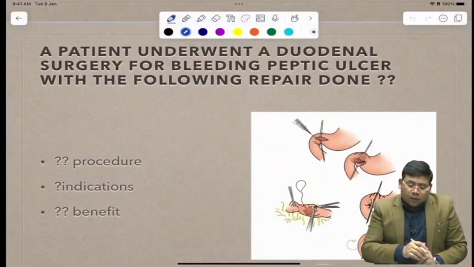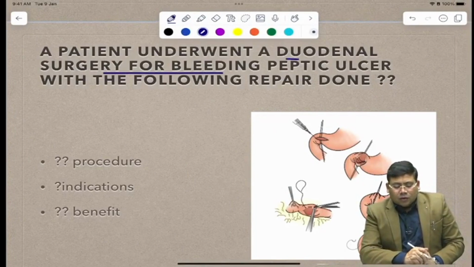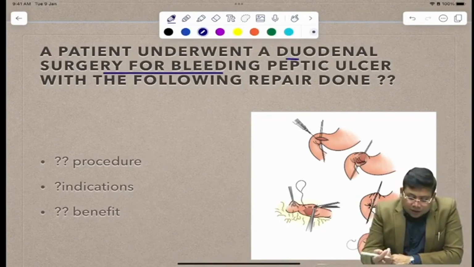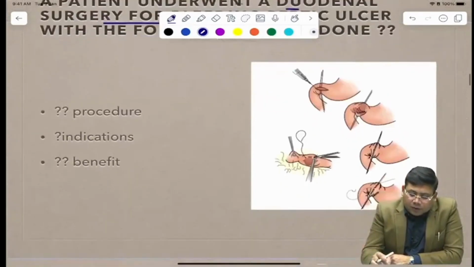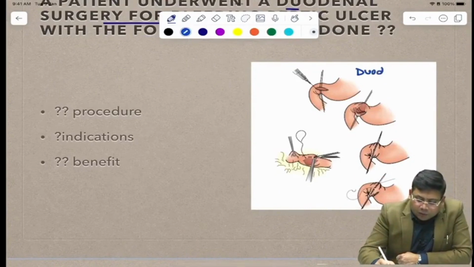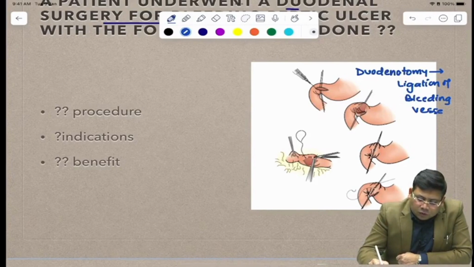The next is, a patient has undergone a duodenal surgery for bleeding peptic ulcer disease. In bleeding peptic ulcer, the most common site is D1. Following is the repair done for this patient. If you see what has been done, you have done a duodenotomy and you have ligated the bleeding vessel. One thing is clear, that you have ligated the bleeding vessel. Now you want to do the closure.